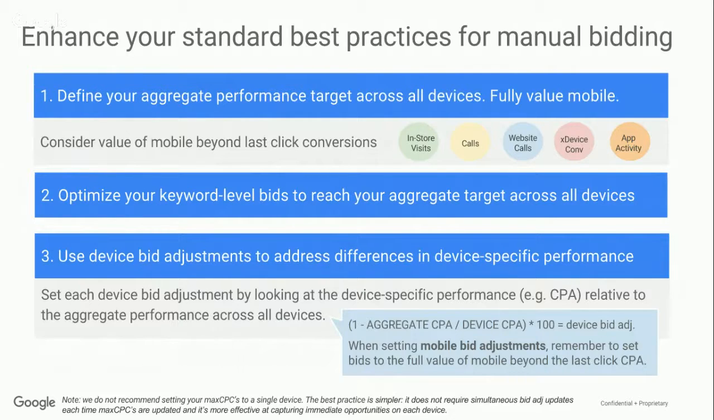Say your tablet campaign performance may not be showing any last click conversions, but it may be an important touch point in assisting your conversions. So in allowing your campaigns to attribute in this way, you're then able to capture the full value of mobile and adjust or manage your device bids accordingly. Second, continue to optimize your keyword level bids to reach your aggregate targets. So go granular and continue to still adjust from keyword to ad group to campaign level.